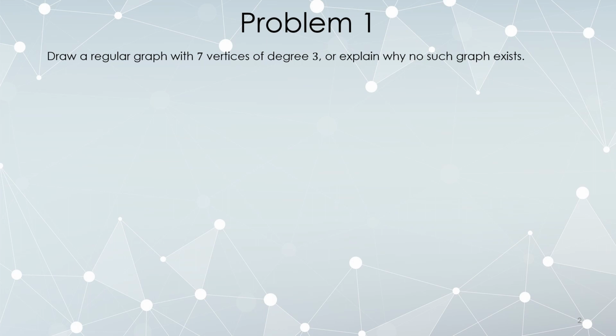All right, some more problems about graphs. Draw a regular graph with 7 vertices of degree 3, or explain why no such graph exists.